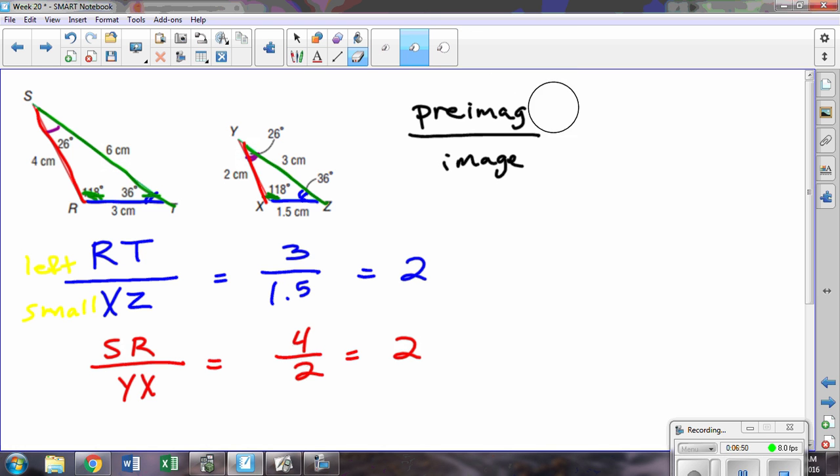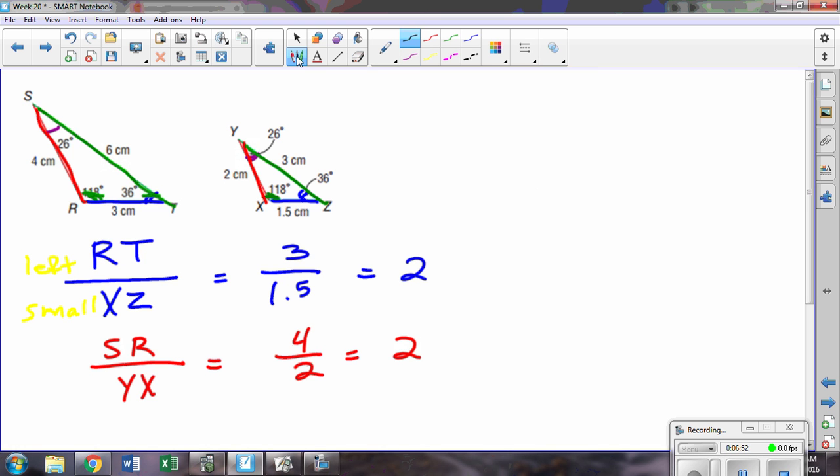Ultimately, though, as you noted, when we take all 3 of them, then we'd have ST over YZ, 6 over 3, which is also 2. All of these wind up having the same scale factor.